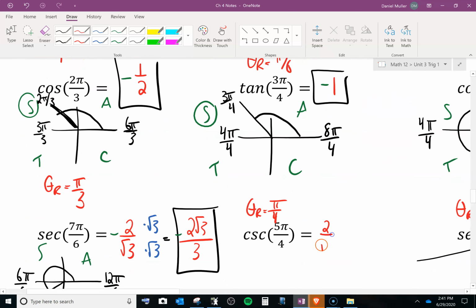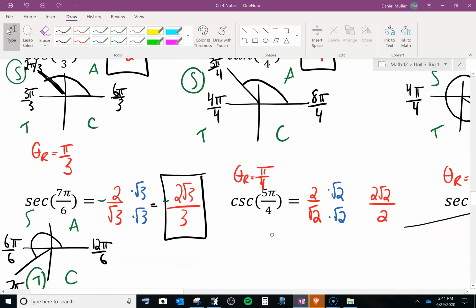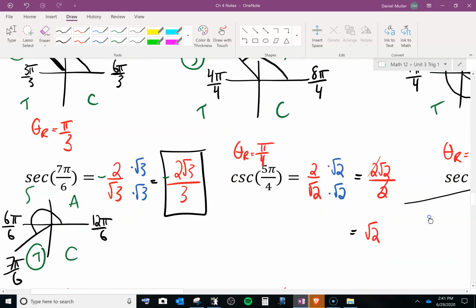And I don't want the square root of 2 on the bottom, so I'll times both sides by root 2. So on the top I'll get a 2 root 2, and on the bottom it's going to be the square root of 4, which is 2. And then actually the 2's can cancel, so you're just dealing with a root 2. Okay, so now I need to see whether or not it's positive or negative.